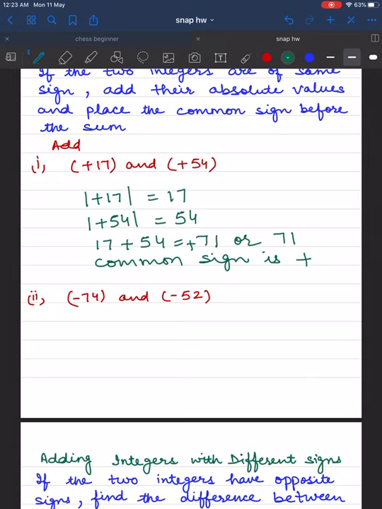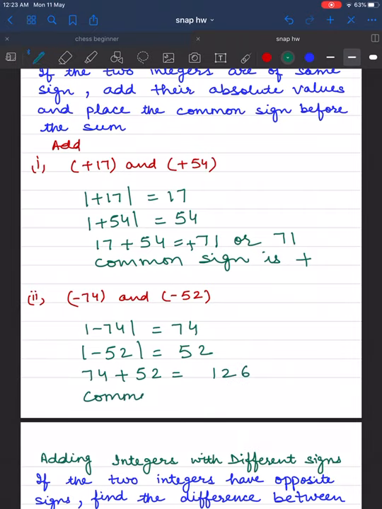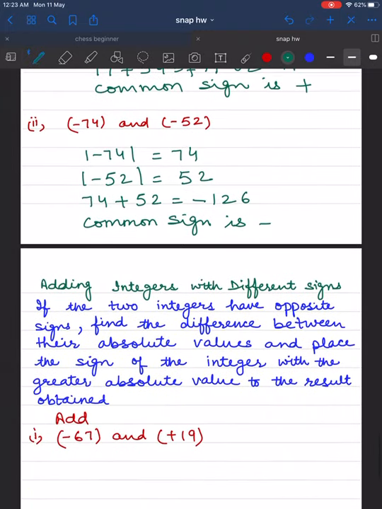If no sign is written, it means it is positive sign. Now next is minus 74 and minus 52. So first let's find out the absolute value of minus 74. It is 74. Absolute value of minus 52 is 52. Now let's add their absolute values, 74 plus 52, and we get 126. Now the common sign of both the integers is minus. So we have to put minus sign with the sum. So we get minus 126.